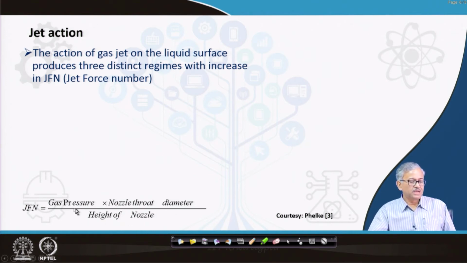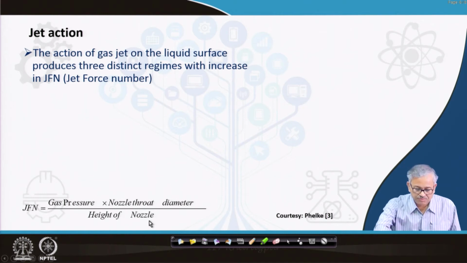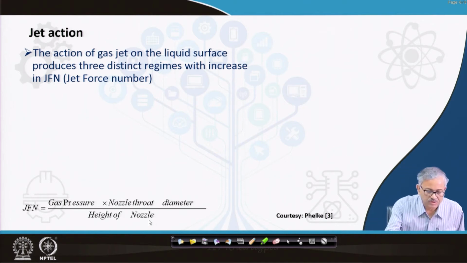Now, gas pressure is constant and it is a design parameter. Both the parameters in the numerator are design specific and constant. What is in your hand is the height of the nozzle, that is, where you will keep the oxygen jet. That is in your control.